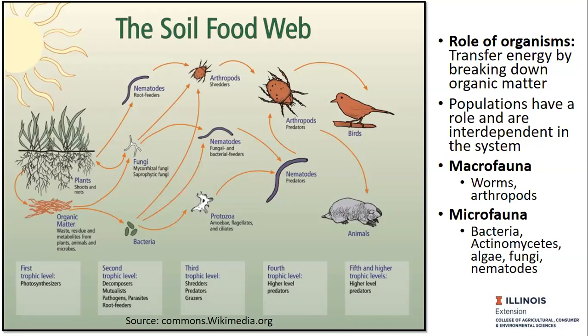Macrofauna would be those that you could actually see, such as worms or arthropods. Microfauna would be bacteria, actinomycetes, which are filamentous bacteria, algae, fungi, and nematodes. You need both these groups, and you will find much more activity in most cases with the microfauna because they will just be covering the root systems of the plants you're growing.